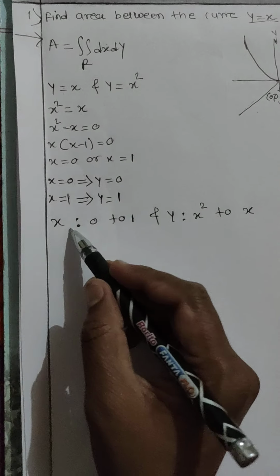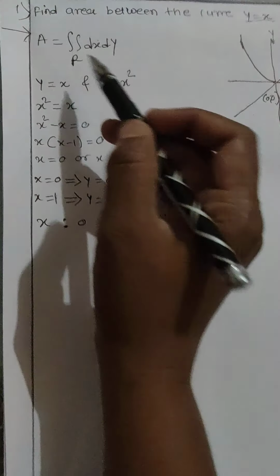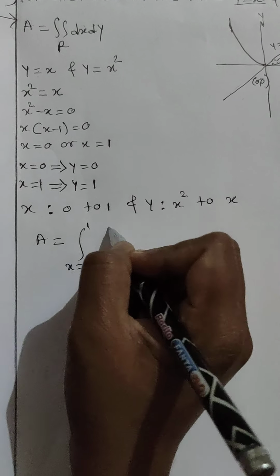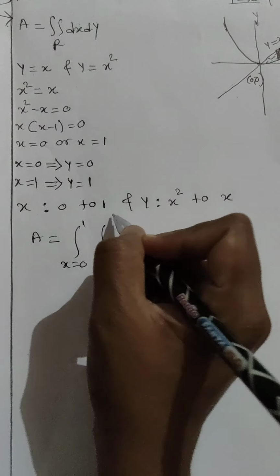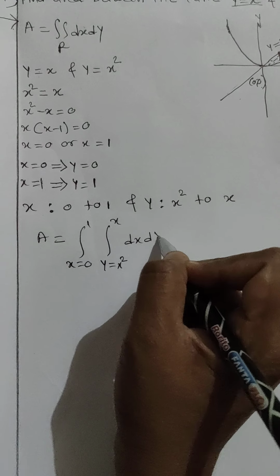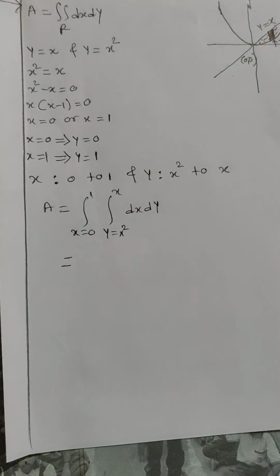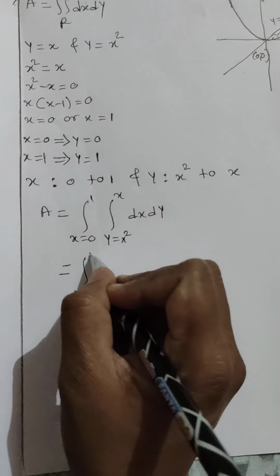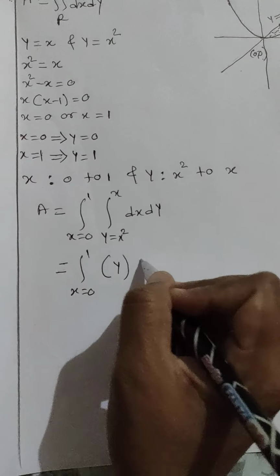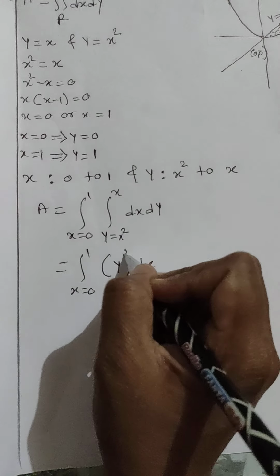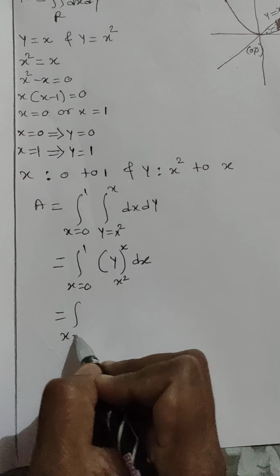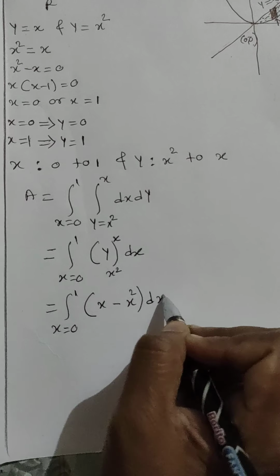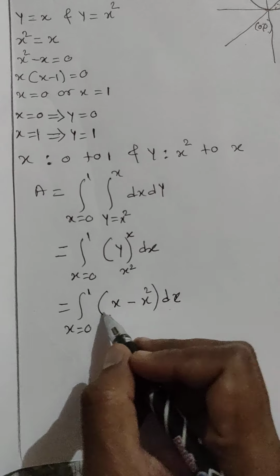After that we take these two limits. How to write this equation? A equal to integral x equal to 0 to 1, integral y equal to x square to x, dx dy. The limit points of y are in variable form, so first we integrate with respect to y. That means, for x from 0 to 1, integrating dy gives y with limits x square to x. We put upper limit minus lower limit, that means x minus x square with respect to dx. After that we can easily integrate with respect to x.